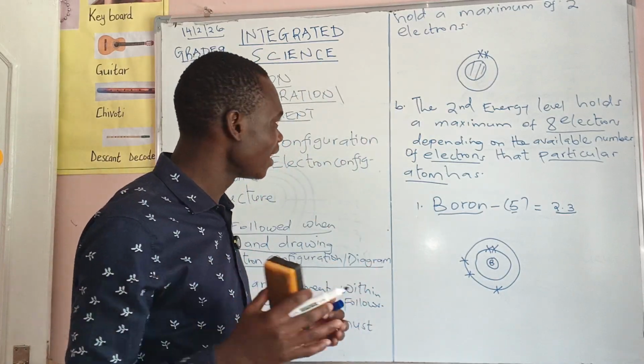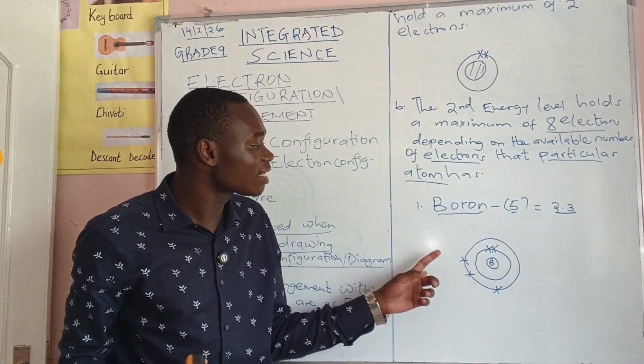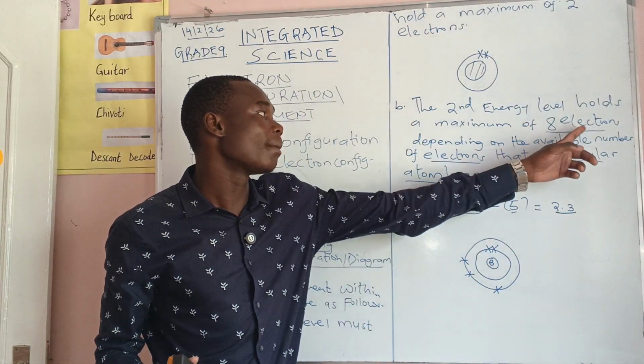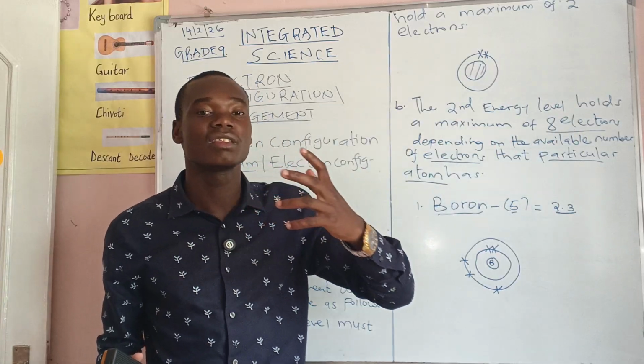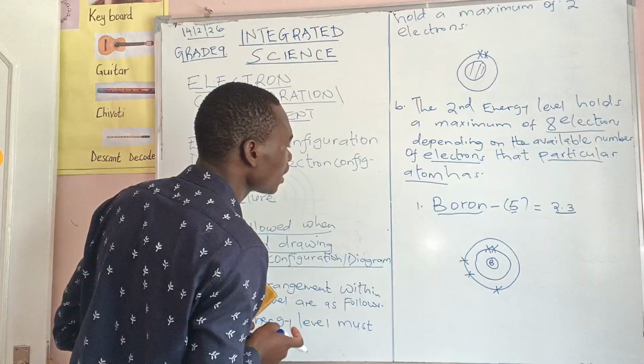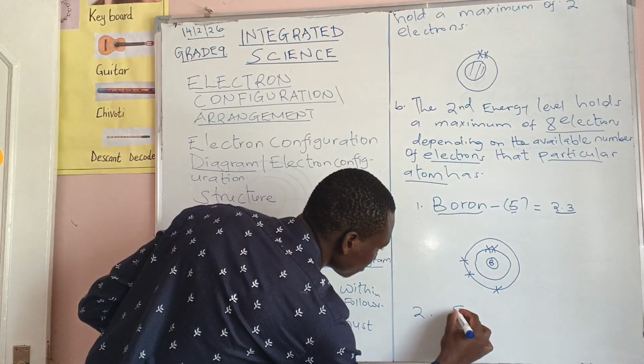No worries about that. Now we have known that the second only accommodates how many? 8 electrons, but depending on the available number of electrons that particular atom has. Let us consider the second one, sodium.